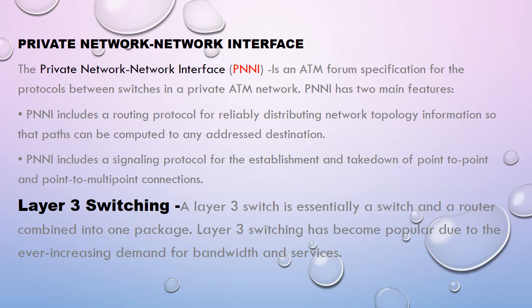Private Network Interface. The Private Network Interface is an ATM Forum specification for the protocols between switches in a private ATM network. Private Network Interface has two main features. PNNI includes a routing protocol for reliably distributing the network topology information so that paths can be computed to any destination address. PNNI also includes a signaling protocol for the establishment and takedown of point-to-point and point-to-multipoint connections. Those are the two main features in Private Network Interface, or PNNI.